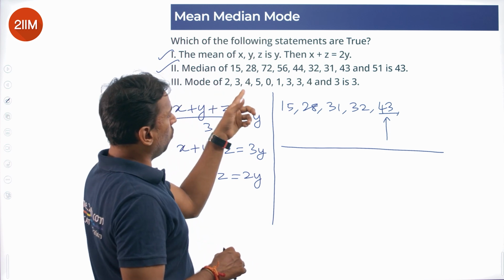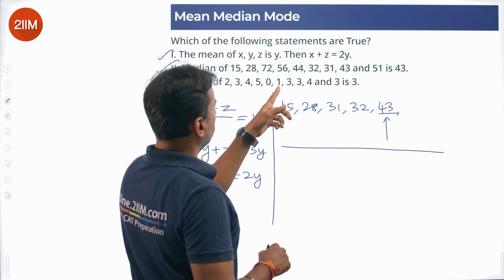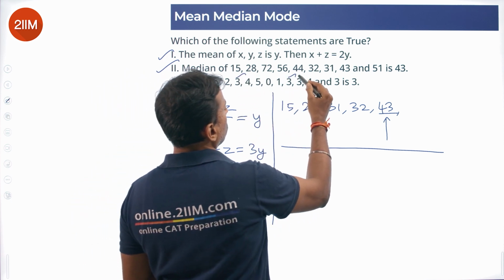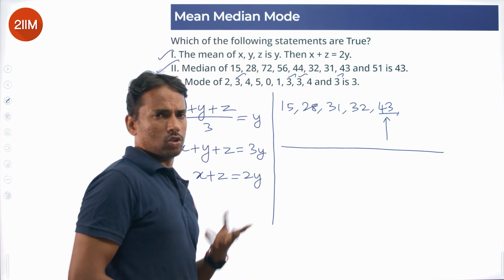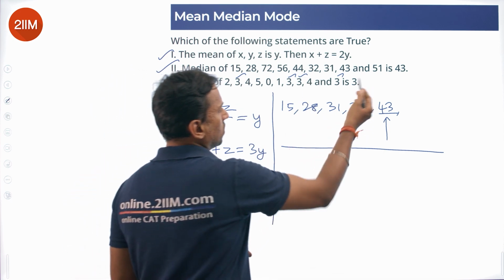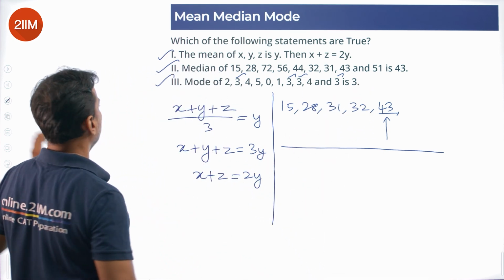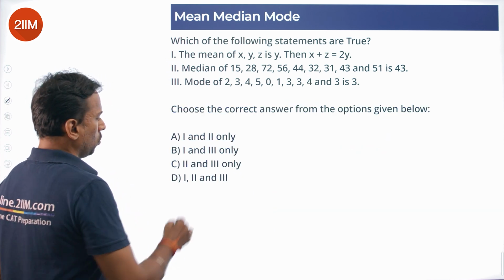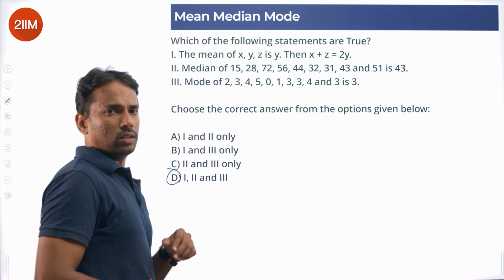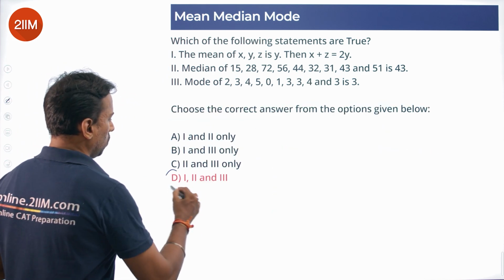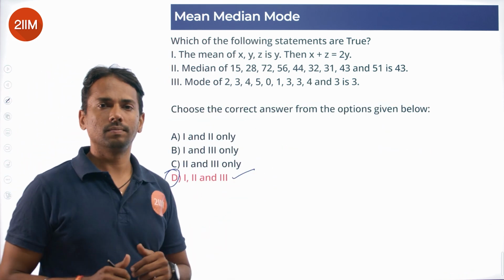Sorry, 2, 3, 4, 5, 0, 1, 3, 3, 4 and 3. It's very clear, 3 appears 4 times. That should be the mode. So the mode of this data is 3, which means the third statement is also correct. So all 3 statements are true, meaning option D, 1, 2 and 3 all are true, should be the right answer. Option D is the right answer.